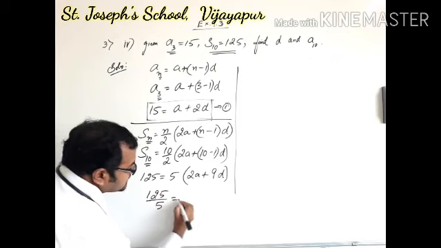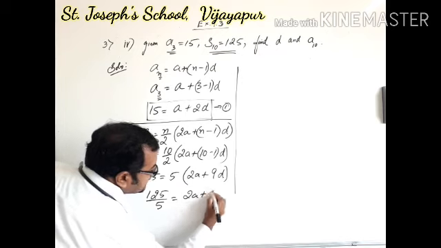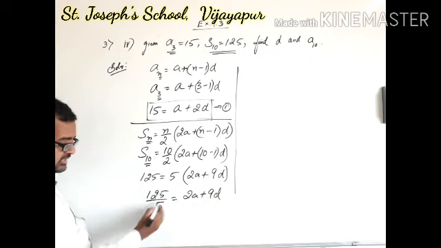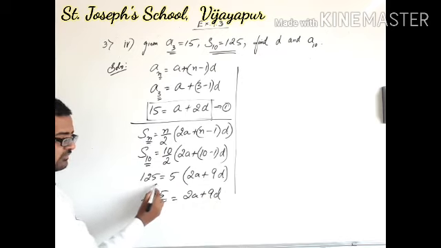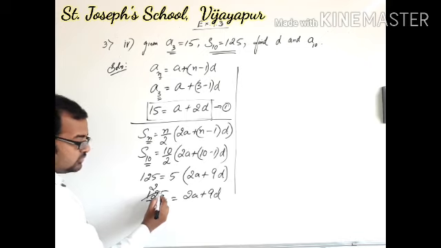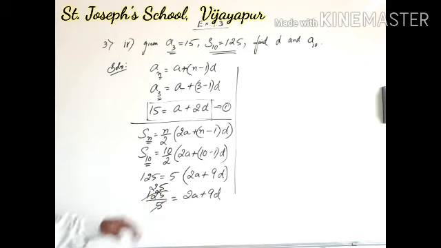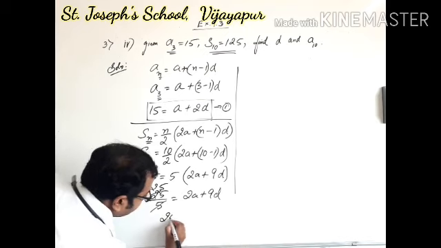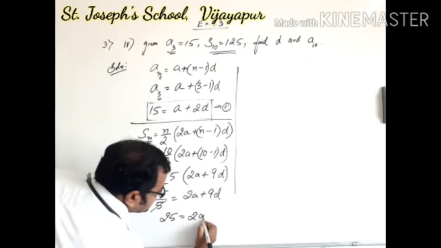125 by 5, which is equal to 2a plus 9d. Simplify this. 5 2s are 10, carry 2. So 25. 5 5s are 25. So 25 is equal to 2a plus 9d.